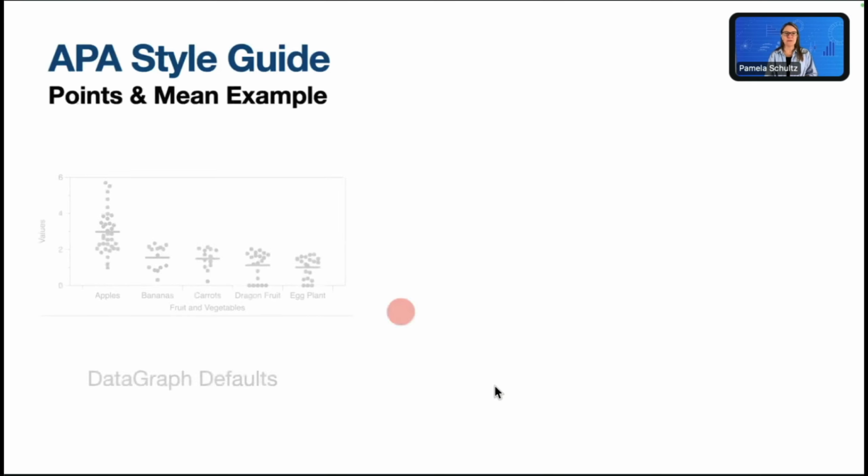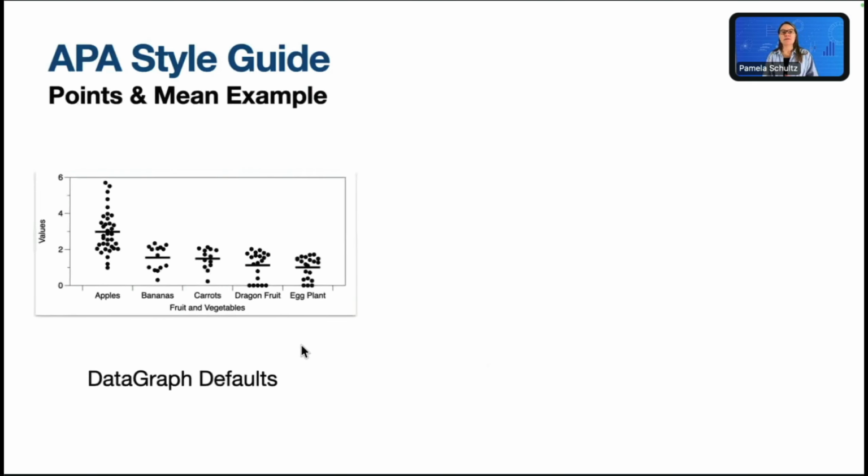Here's another example. This is a graph where I just made up some data. You can see x-axis fruit and vegetables and values. This is a graphic that's made using the box command in DataGraph. I probably should have put that on the screen just so you would know that.